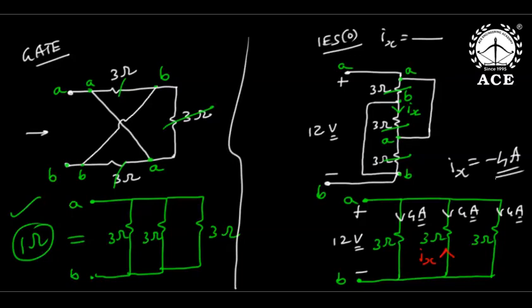Okay, that is the answer. Ix is how much? Minus 4 amps. Please understand. Ix is minus 4 amps.